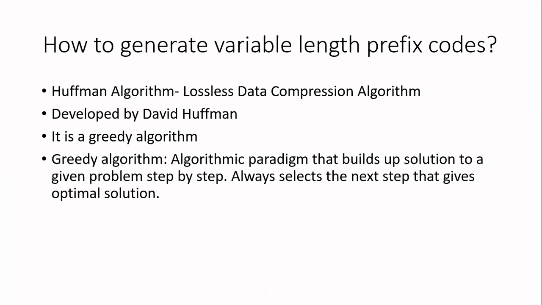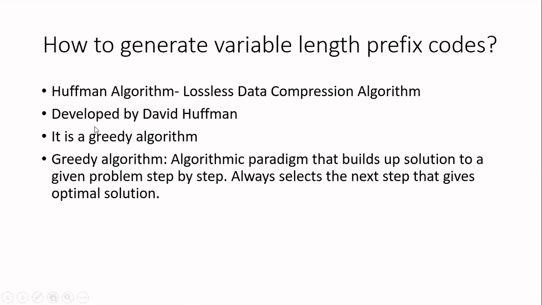So if I want to generate a variable length prefix code, I need some algorithm. So the standard algorithm existing for this purpose is called the Huffman algorithm. And this Huffman algorithm comes under the category known as lossless data compression algorithm. Since we are reducing the number of bits in the algorithm, it is known as compression algorithm. And when we say an algorithm as lossless, the meaning is if you apply the algorithm in the decoding process, you will be able to construct the original message back.